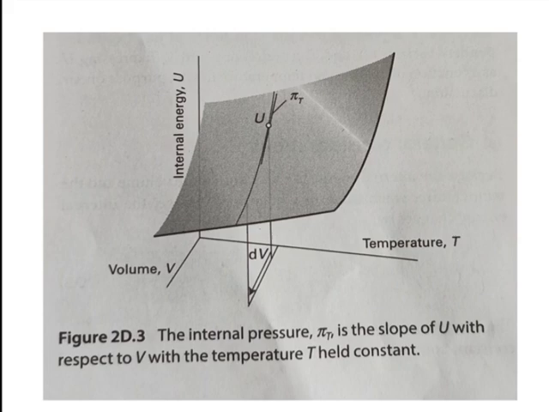So the internal pressure change is given here. On the y-axis there is the internal energy U, and here is the temperature, and here is the volume. So the system is represented by x, y, z, and see here is a plot, and in this plot the slope is the pi t. See, the heading of the diagram is the internal pressure pi t. So internal pressure pi t is the slope of U with respect to V with the temperature T held constant. So here is the plot of U with respect to volume when the temperature is constant. And when we take a slope of this curve, this slope is equal to pi t, that is internal pressure.